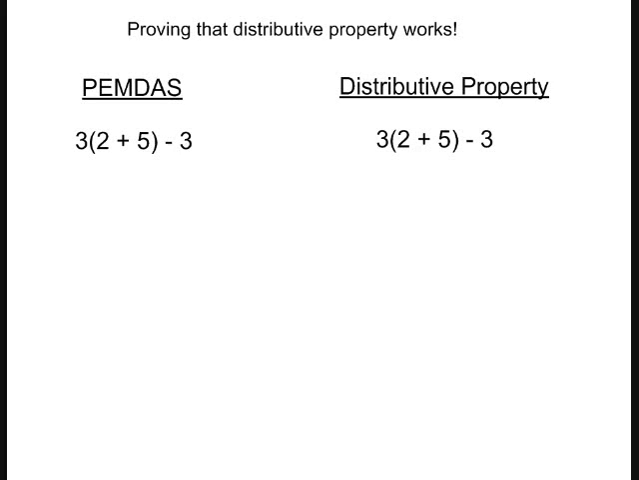We're going to start off with parentheses. So the first thing we do is combine what's inside the parentheses. 2 plus 5 is 7. So we have 3 times 7 minus 3. Then we do multiplication next. 3 times 7 is 21 minus 3. And then we can do our subtraction. 21 minus 3 is 18.